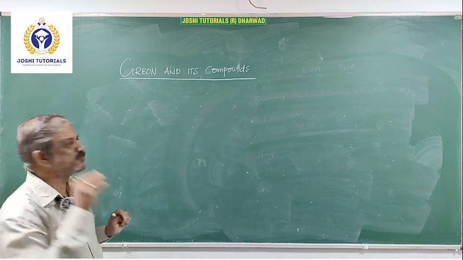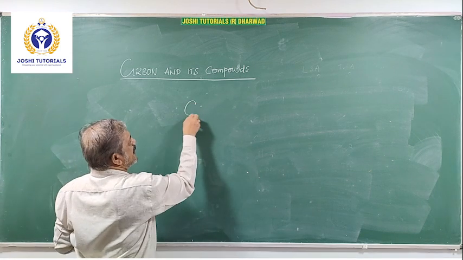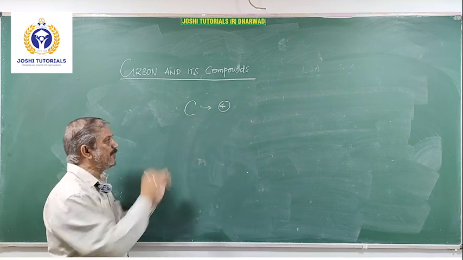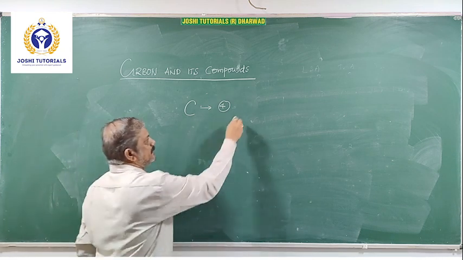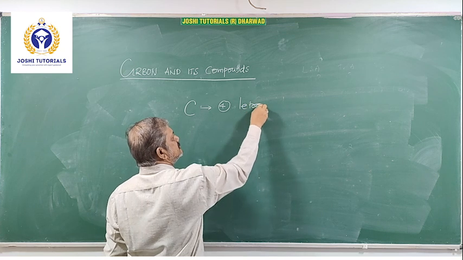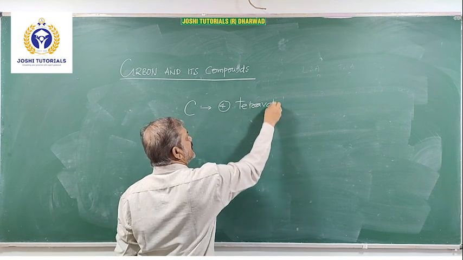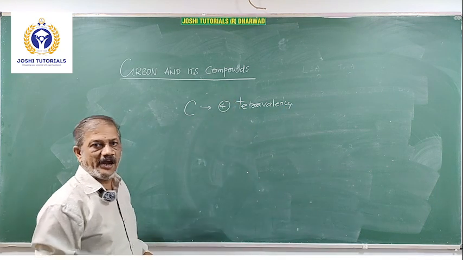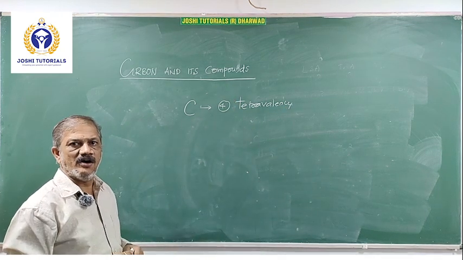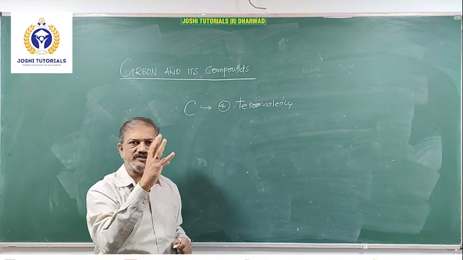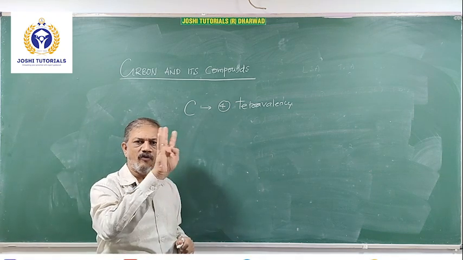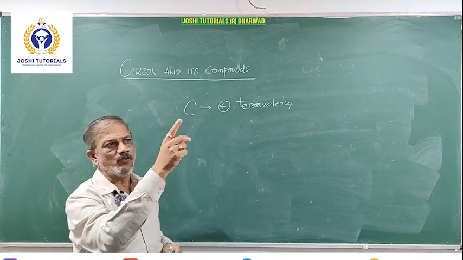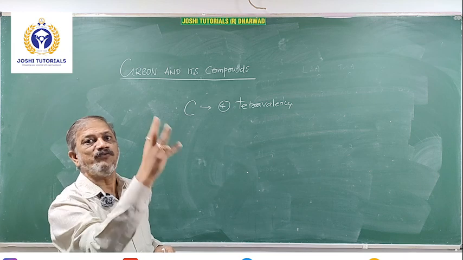Carbon, few things you have to remember. Valency of carbon is 4. Very important. Tetravalent. Tetravalency. It shares 4 bonds, 4 pairs of electrons. 1 pair, 2 pair, 3 pair, and 4 pair.